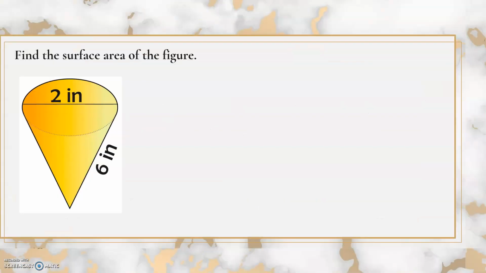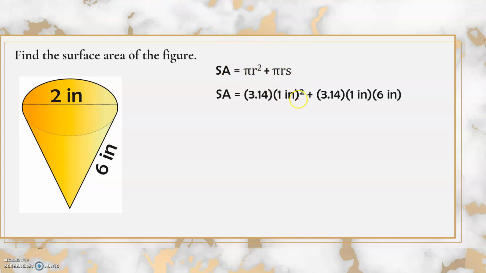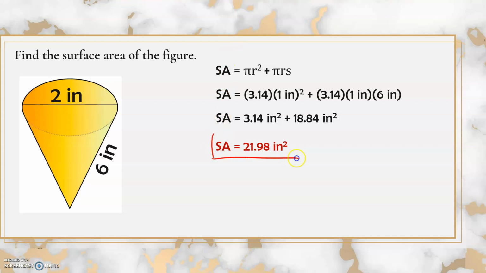Now let's have some more examples. Okay, find the surface area of this figure. Again, for us to find the surface area of a cone, we will use the formula pi r squared plus pi rs. Okay, substituting the given information, since we have here 2 inches for the diameter, to compute the radius, we just have to divide it by 2. And 2 divided by 2 is equal to 1. That's why in our substitution, we use 1 inch for the radius. Okay, performing the indicated operations, we'll have the following. And we'll end with the surface area of this cone as 21.98 square inches.